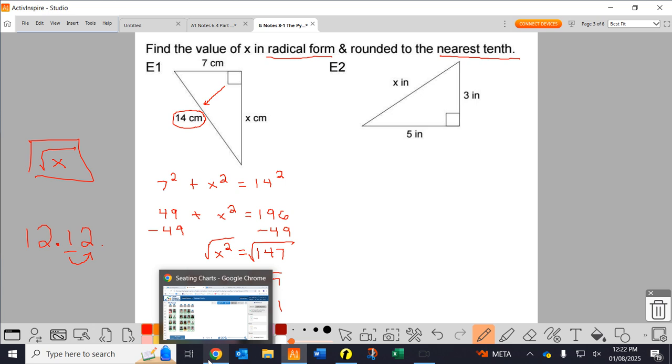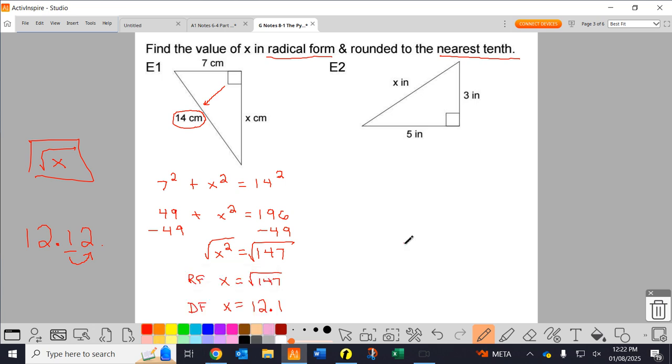On this one, identifying the hypotenuse is the first thing you have to do every time, especially in the pictures. You have to identify that your x in this case is the hypotenuse. So it's going to be 5 squared plus 3 squared equals x squared. It can be 3 squared plus 5 squared. The 3 and the 5 are interchangeable. Doesn't matter.